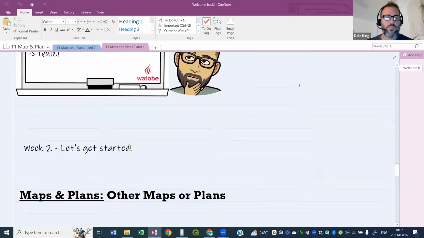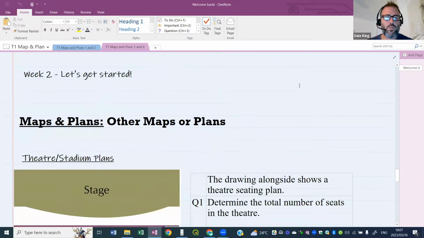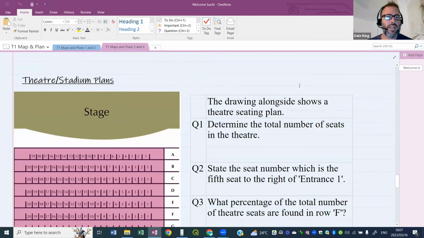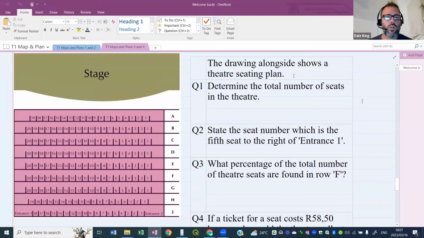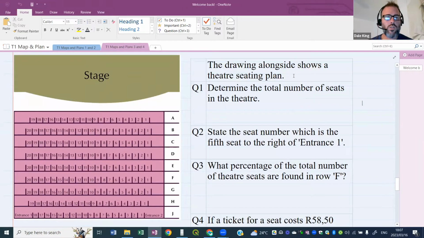Let's get started. Other maps or plans. So we've got a plan here. They often put this in the exam, a theater plan or a stadium plan, and then they ask you questions about it. If we have a look at this image, there's the whole image on your screen. We see a whole lot of little blocks here, and a big stage in the front. So this must be a theater, okay?